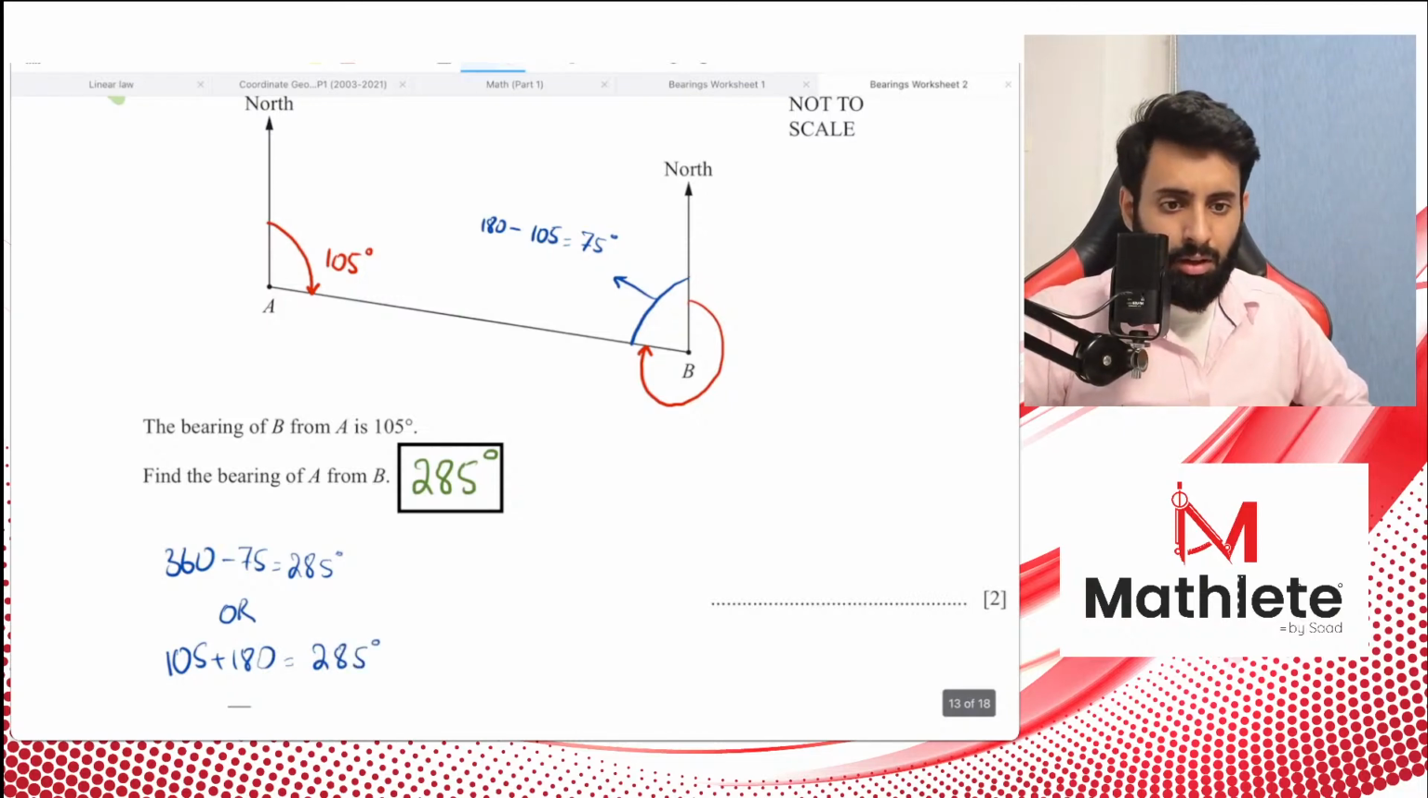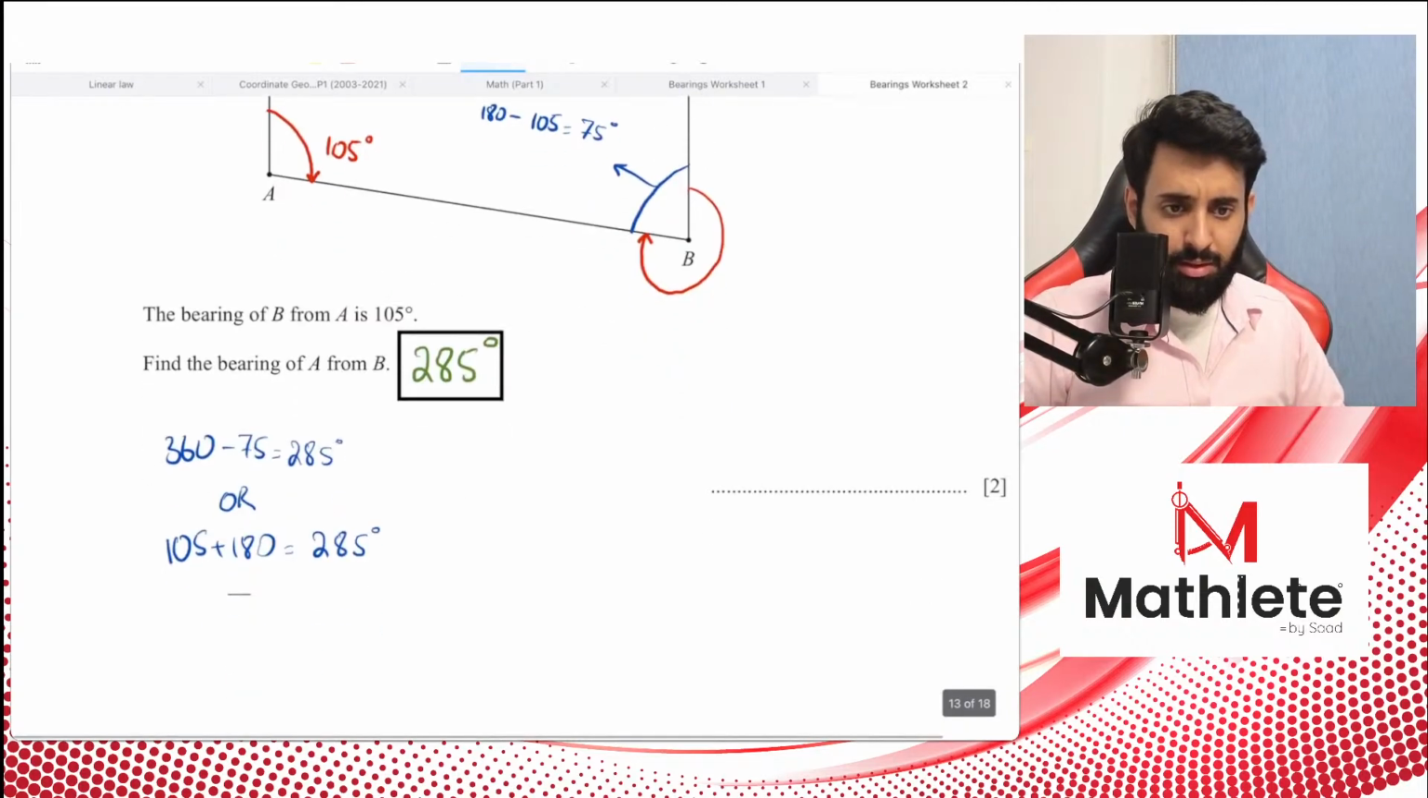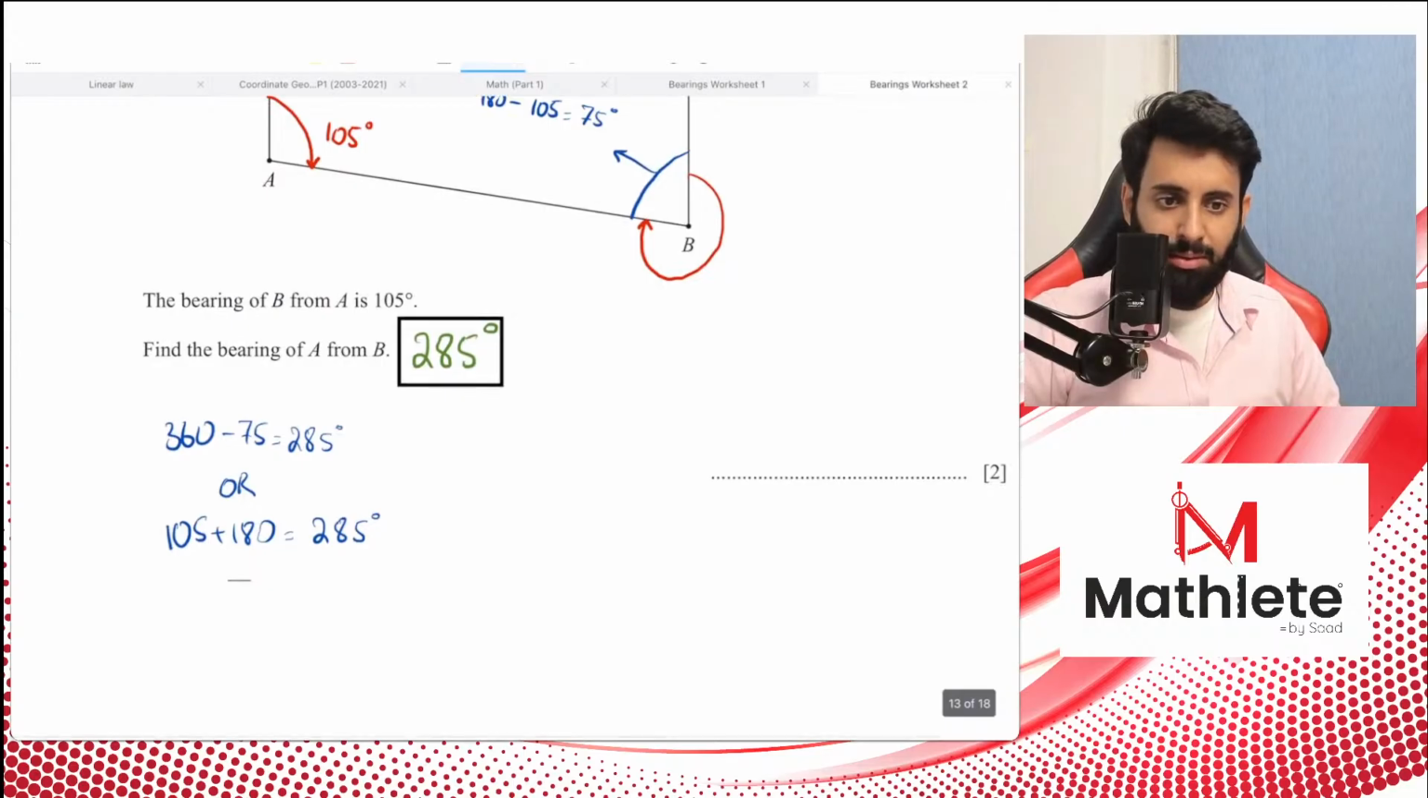There you go. Sir, why do we study bearings other than the fact that we need marks? Well, that's pretty much why we study bearings. The second method was what I was taught in school. Both are correct. Yep, both are correct.